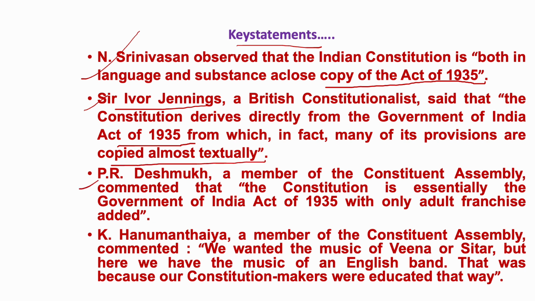P.R. Deshmukh, who was also a member of the Constituent Assembly, commented that the constitution is essentially the Government of India Act of 1935 with only adult franchise added to it. K. Hanumanthaya, also a member of the Constituent Assembly, commented, "We wanted the music of the veena or sitar, but here we have the music of an English band. That was because our constitution makers were educated that way."